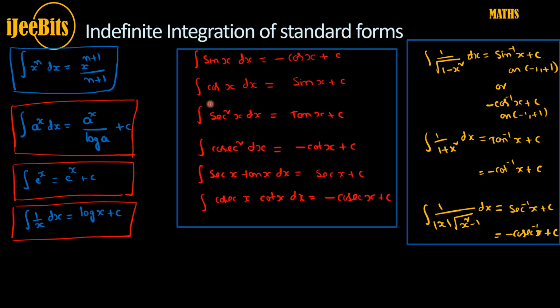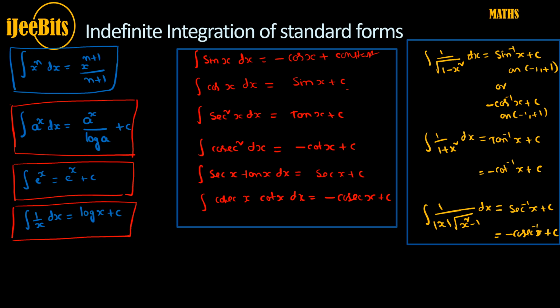So let's see these trigonometric equations. I think I have one typo that I have to correct. Let me take out my pen. So integration of sin x dx is nothing but minus cos x plus c. Integration of cos x is nothing but sin x plus c. Constant is always there, so we term it as c.